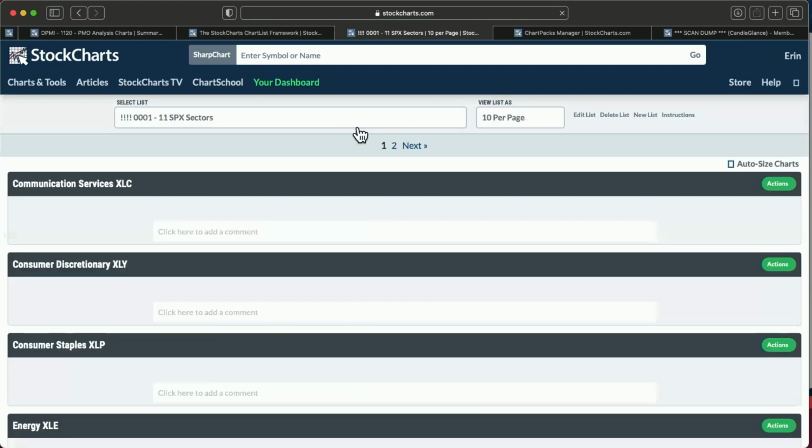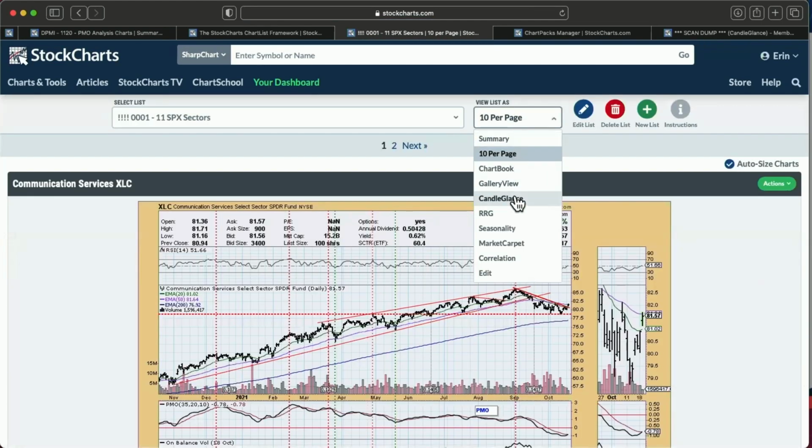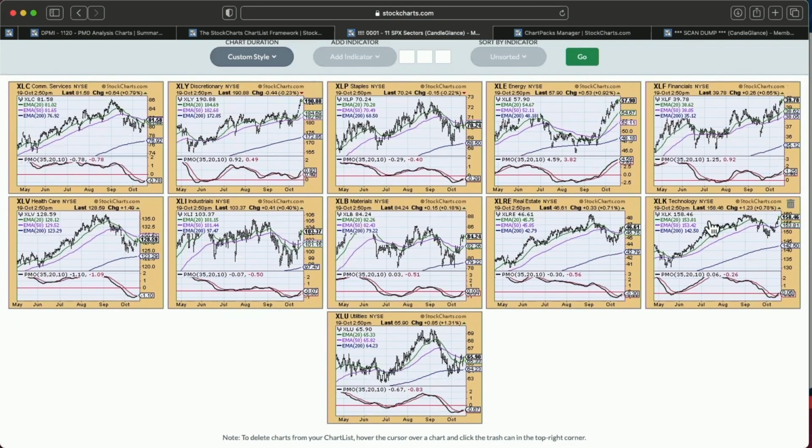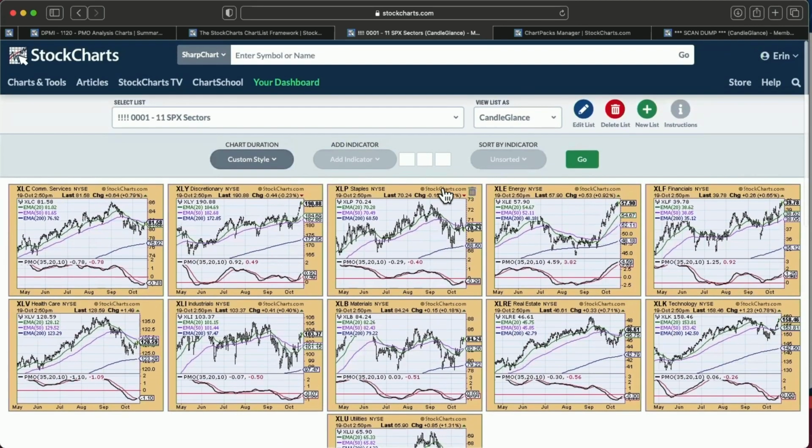And again, viewing all, candle glance, there we are. This is just brilliant. So I can see all of the sectors all at once. And as of this recording, all of the sectors have rising momentum. So we know that the market is on its turn. And at this point, when you look at these sector charts all together, we know that there is a really solid foundation for the market to continue higher. So again, you really want to have these options within your chart lists. And I just think it's fantastic.